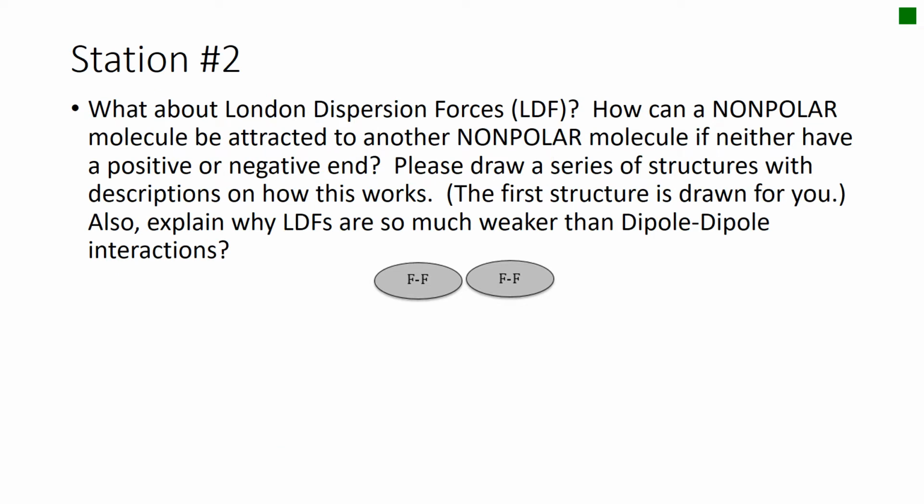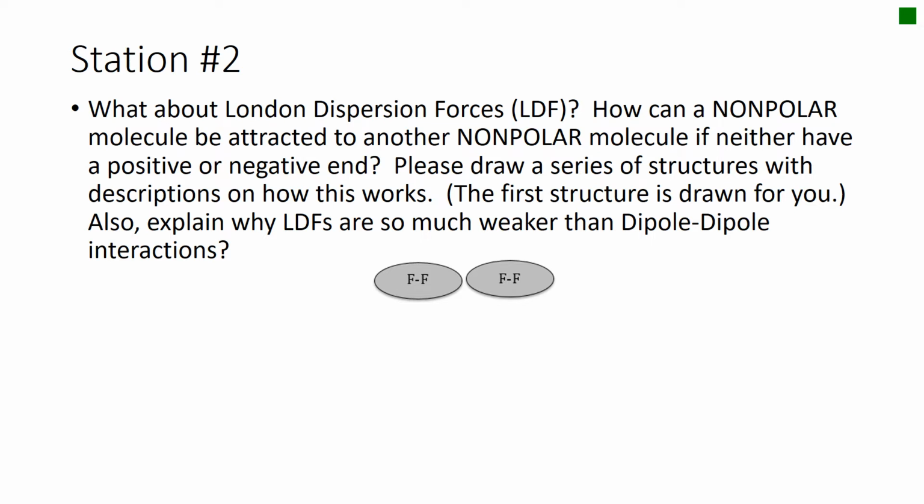All right, station two. What about London dispersion forces? So how can a nonpolar molecule be attracted to another nonpolar molecule if neither have a positive or negative end? Remember, in order to be attracted to one another, you need a positive and a negative. You need opposite charges to attract. Please draw a series of structures.